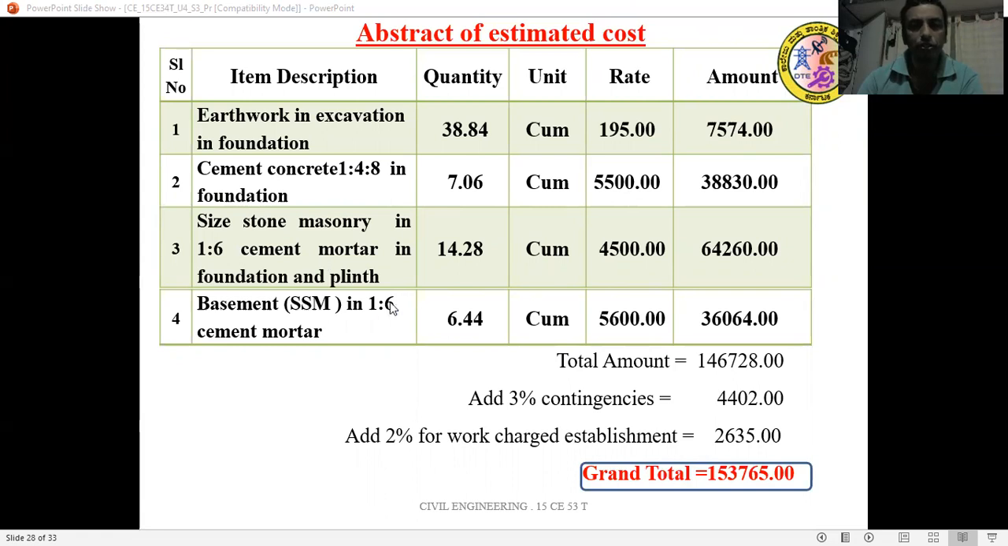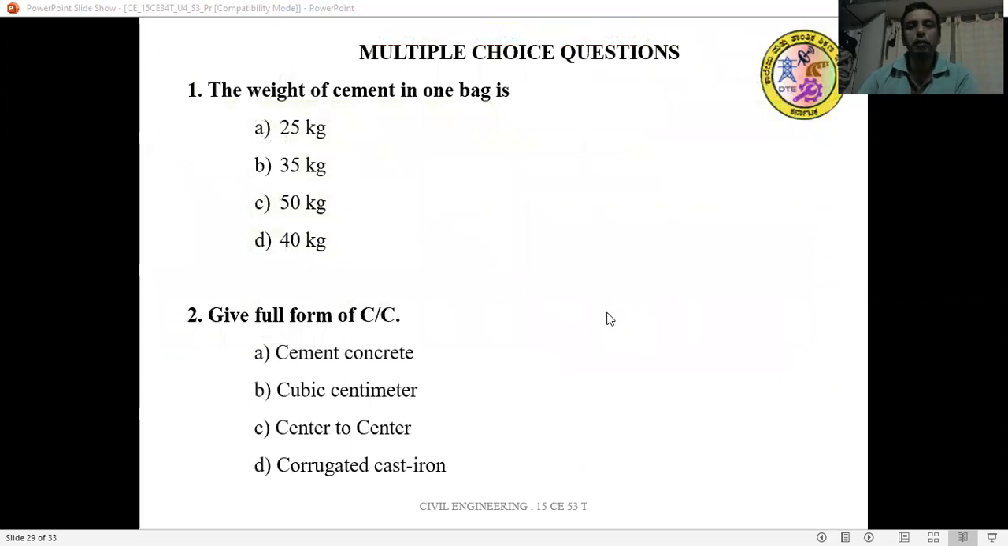Similarly, you calculate the cement concrete in 1:4:8. Similarly, calculate the size stone masonry and basement. After calculating all the amounts, by adding all the four values, you will get the total amount. By adding the 3% contingencies of the above amount, you will get one more value of 4402 rupees. And you have to add one more, that is 2 percent for work charge establishment, 2 percent of the total amount of work, which is 2635 rupees. Adding these three values, you will finally get the grand total of 1,53,765 rupees.